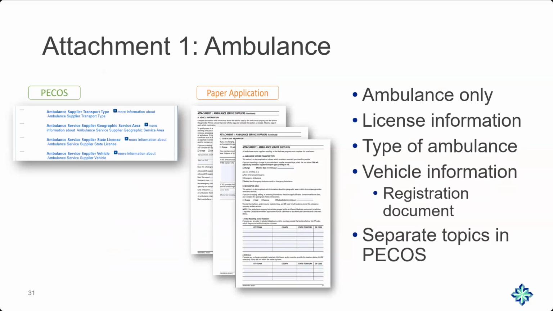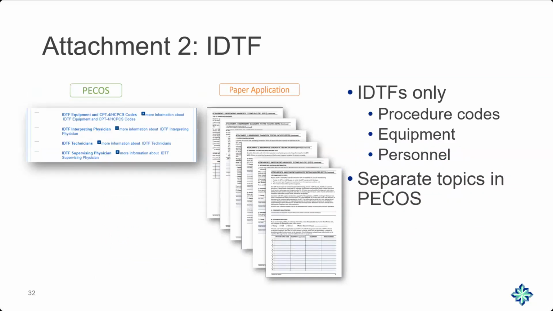Next, attachment 1, this is where ambulance services are going to list all of their vehicle information, their license information. Again, as we mentioned, not back in section 4, but in this attachment. This is going to be a separate topic in PECOS that only populates for ambulance services. That is also true for IDTFs. An IDTF would be an independent diagnostic testing facility, say, for example, an MRI center that is just doing those tests. We're going to ask information about their equipment, their personnel, and their procedure codes.